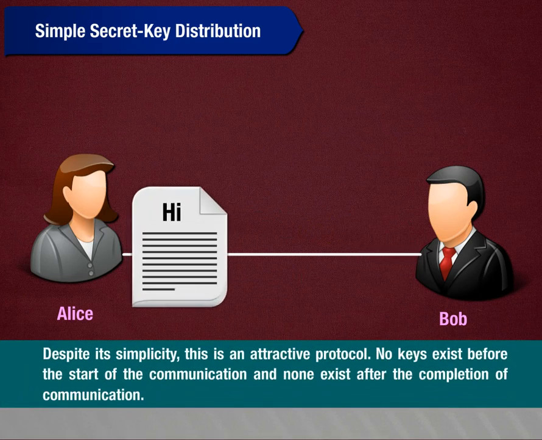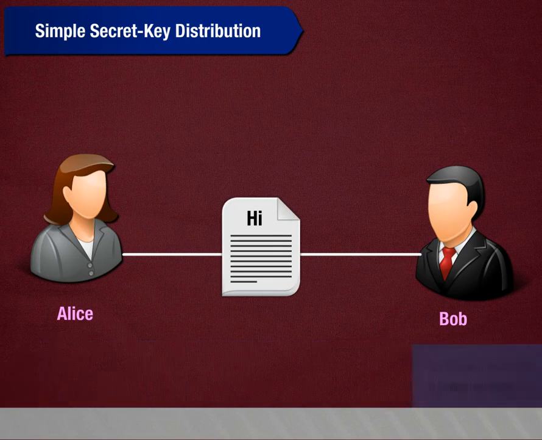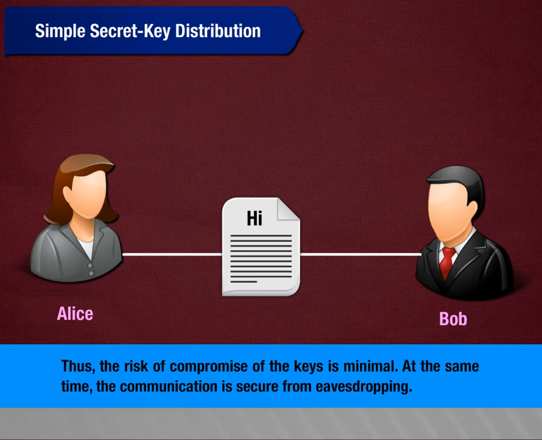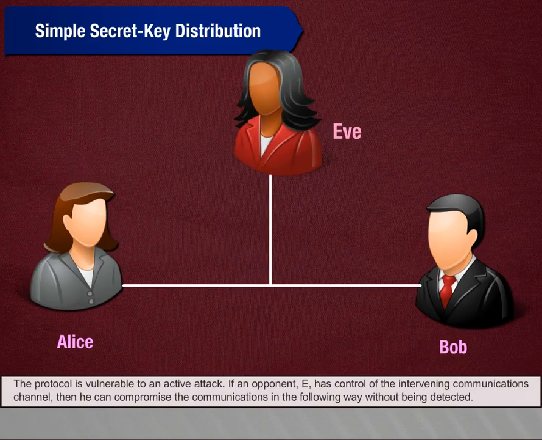Despite its simplicity, this is an attractive protocol. No keys exist before the start of the communication and none exist after the completion of communication. Thus, the risk of compromise of the keys is minimal. At the same time, the communication is secure from eavesdropping. The protocol is vulnerable to an active attack.